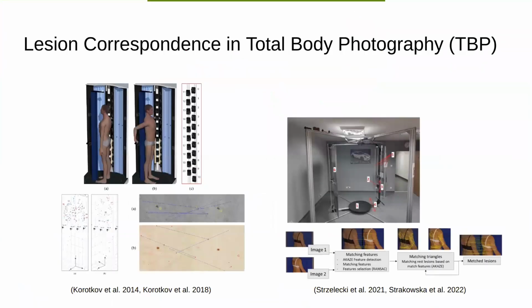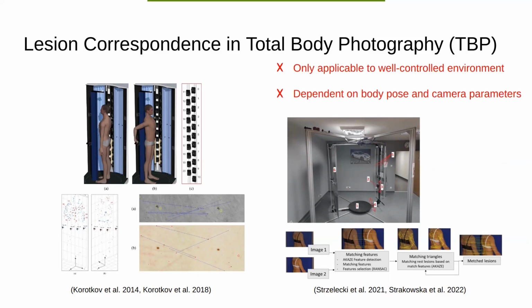TBP is beneficial to the early detection of melanoma, the most deadly skin cancer. It helps with longitudinal tracking of skin lesions, which is finding lesion correspondence and detecting the change of pigmented lesions. Researchers have built TBP systems and developed algorithms to find lesion correspondence. However, these methods are only applicable to well-controlled environments. In particular, these methods assume similar body pose and camera parameters across scans.